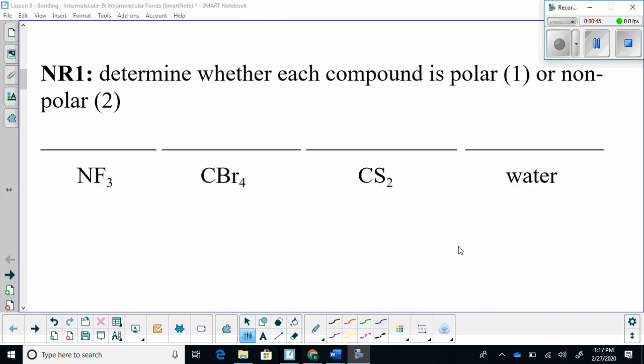Okay, I want us to take a moment and determine whether each compound is polar or nonpolar. Should be able to do this in a minute. The code that you should get is 1, 2, 2, 1. Yay.